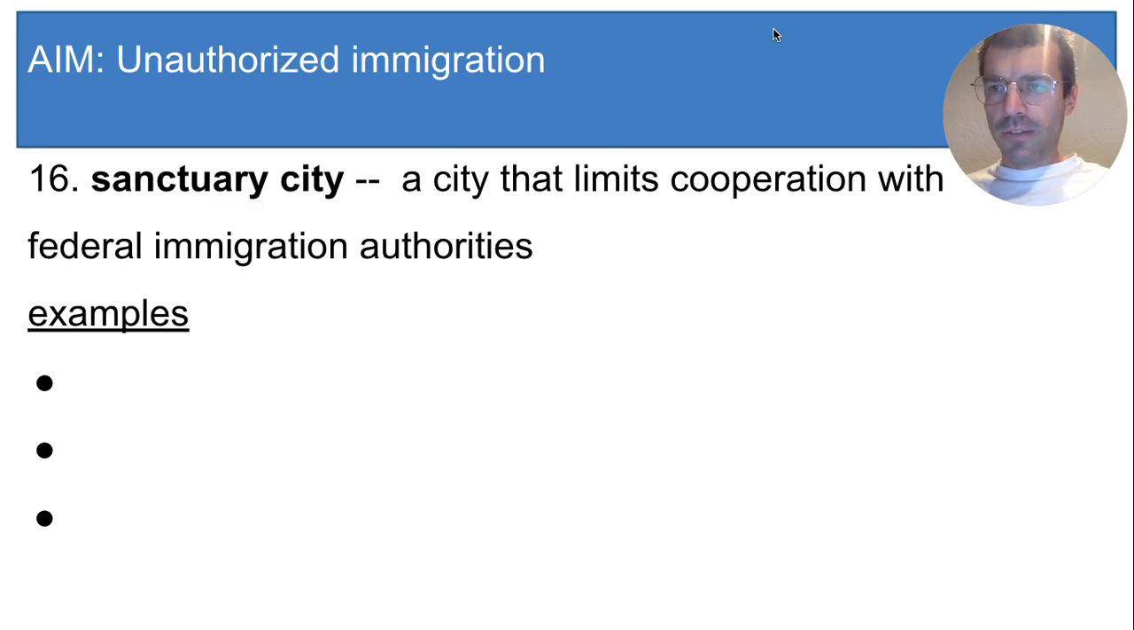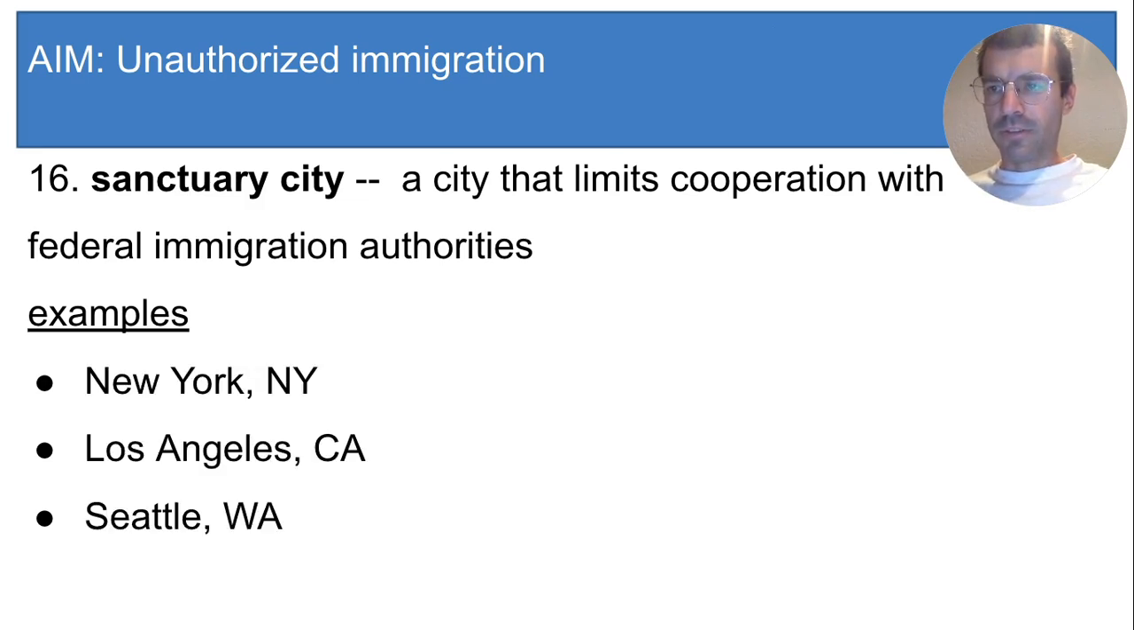There are currently dozens of sanctuary cities in the U.S. Some examples are New York, New York, Los Angeles, California, and Seattle, Washington. Sanctuary cities have become very controversial, with some states going so far as to ban them. Texas, for example, passed a law declaring that the government would fine any city $25,000 for every day that it refuses to cooperate with federal agents.